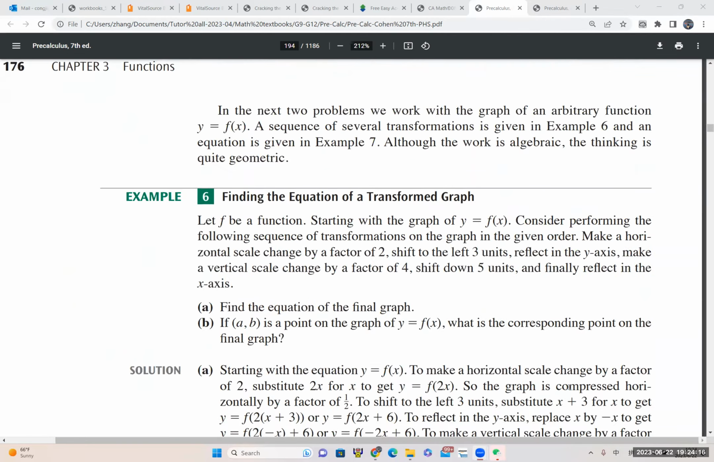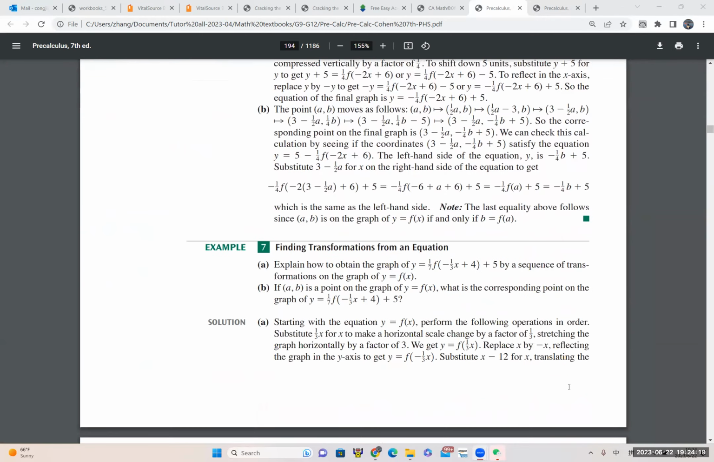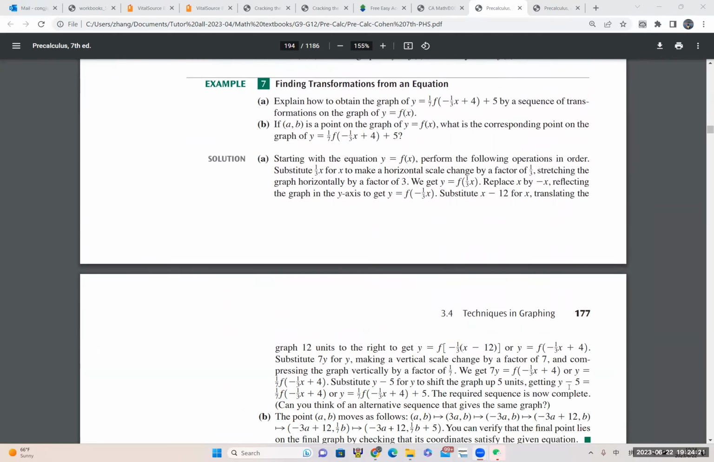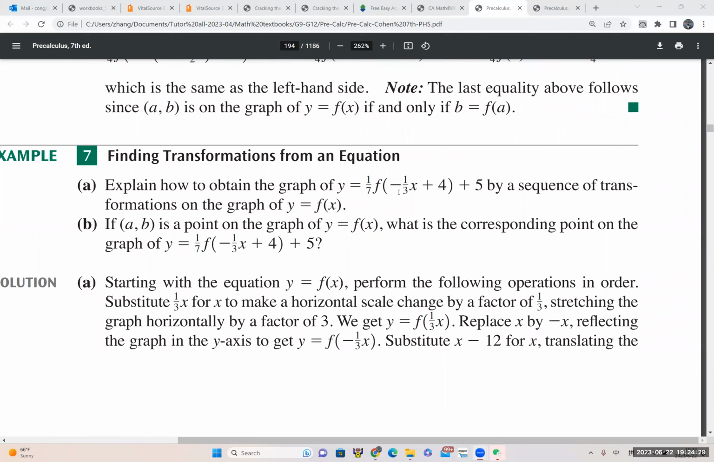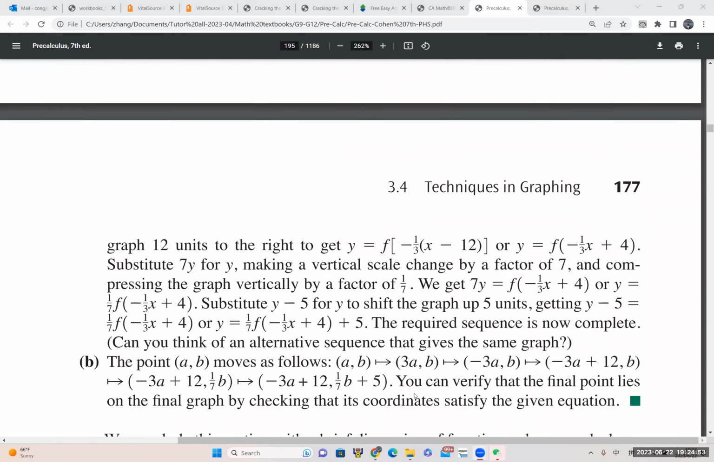Yeah, a lot of content here. Finding. Yeah, here is something compound, right? How to get this from the parent function f of x? Do you guys think this is hard? Have you learned it? Do you think you are kind of okay? Fine. Yeah, so let's check.